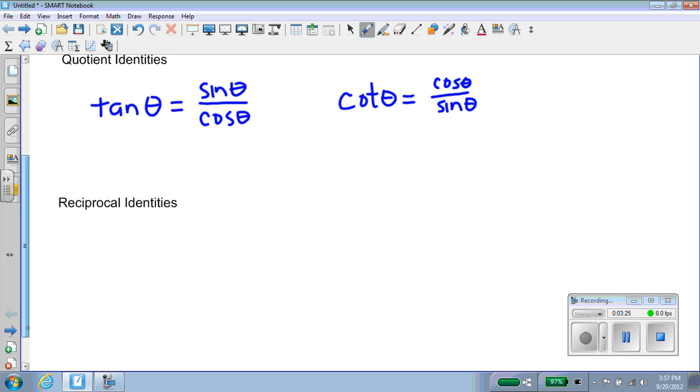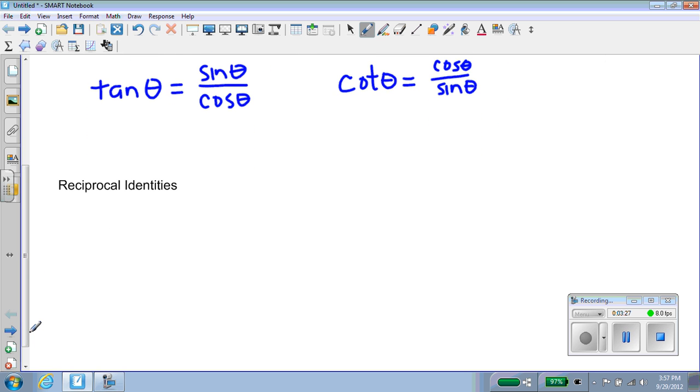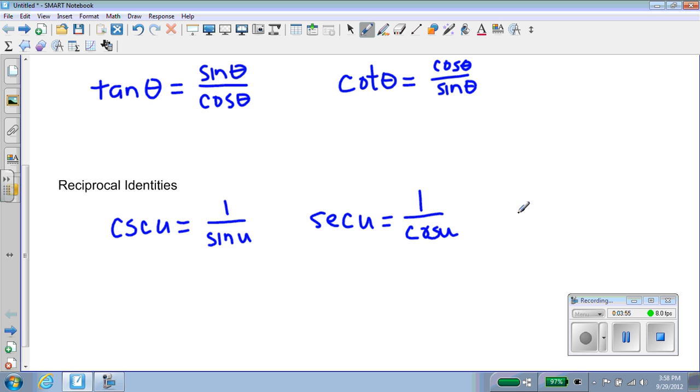A little bigger group would be the reciprocal identities. And I'm going to start using u as a universal variable so we get used to seeing it. So the reciprocal identities would be things like cosecant of u is equivalent to 1 over sine of u. And secant of u is 1 over cosine of u. And cotangent of u is 1 over tangent of u.